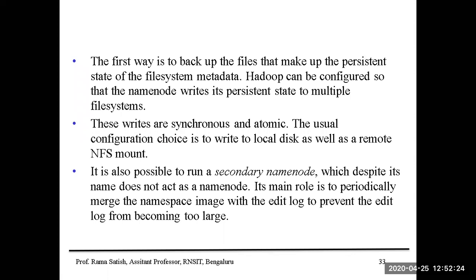Suppose the entire node doesn't fail, but only a particular disk fails. In that case, the name node can recover with that backup disk. If the entire name node goes down, it is also possible to run a secondary name node. Despite its name, it does not act like a name node. Its main role is to periodically merge the namespace image, and it checks the health of the name node. If the name node's health is gone, the secondary name node automatically becomes the name node.